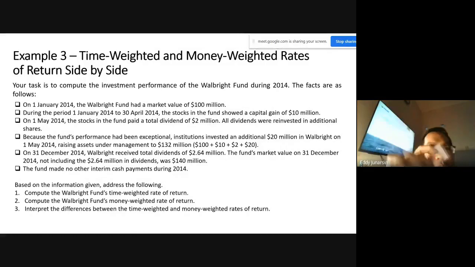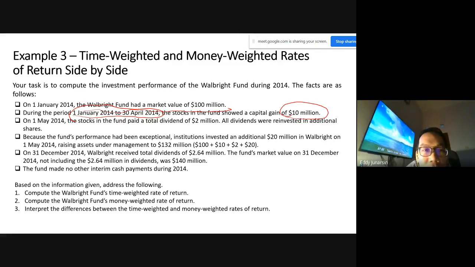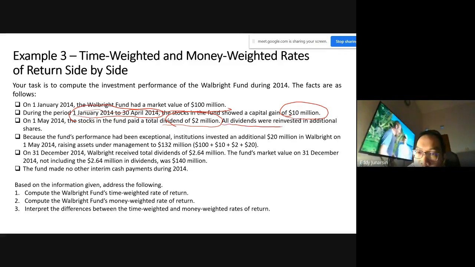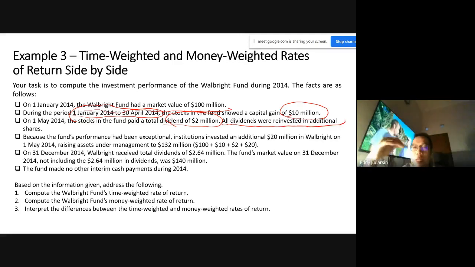This one. So on January 1st, you see the story first, right? Oil Black Fund had a market value of 100 million. During the first 4 months, the stocks in the fund showed a capital gain of 10 million. On May 1st, the stocks in the fund paid a total dividend of 2 million. So a capital gain of 10 million for the first 4 months, dividend of 2 million. All dividends were reinvested. Be careful, right? Reinvested means that it becomes part of the investment amount in the next period.